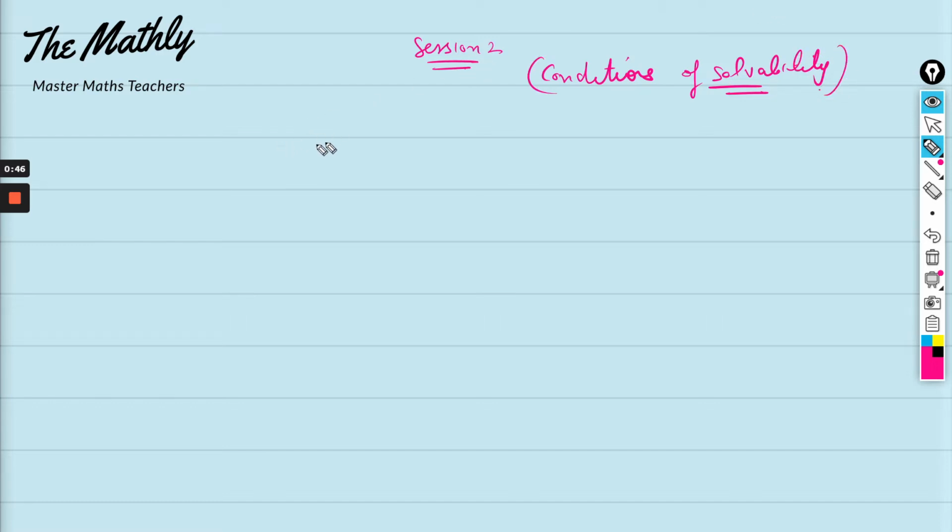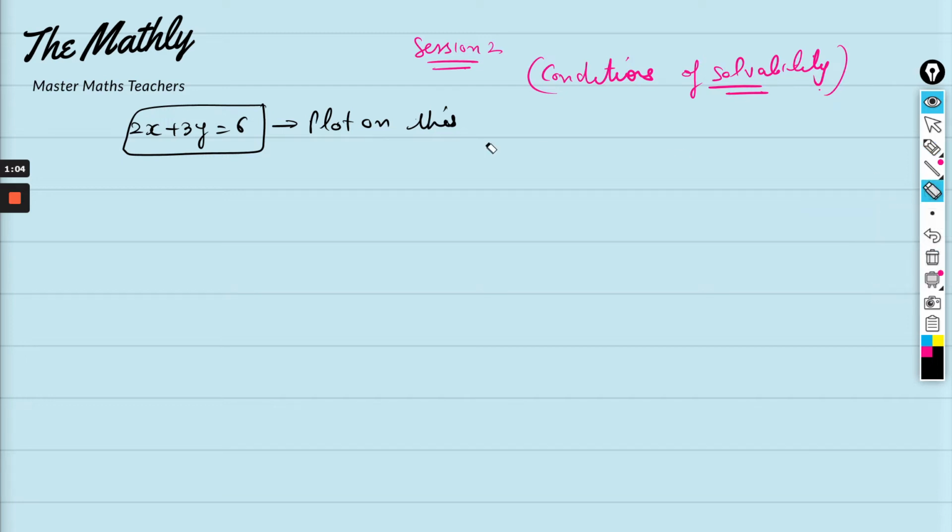So let's get started. If you can remember, in the last class we discussed how we can plot. Let's suppose I write the equation 2x plus 3y equals 6, and we discussed how we can plot this line on graph paper, isn't it? That's what we have discussed.